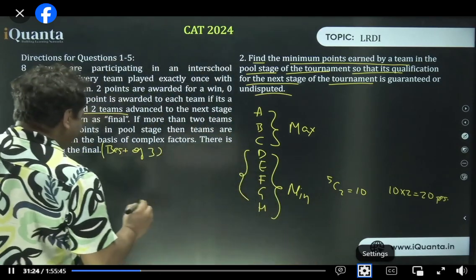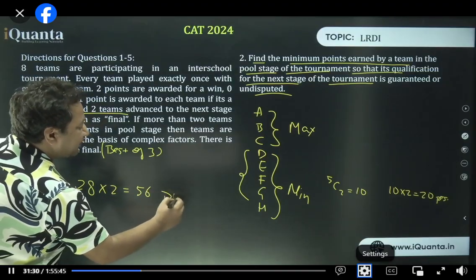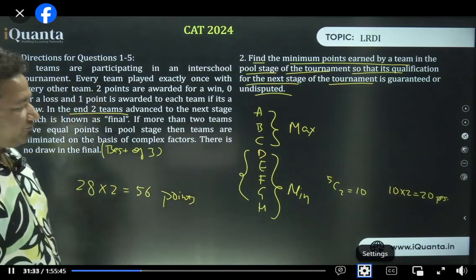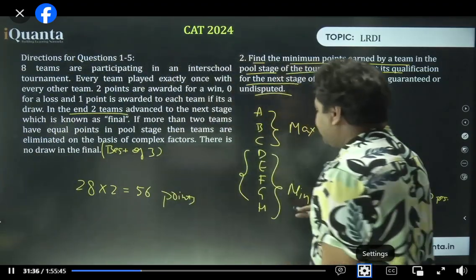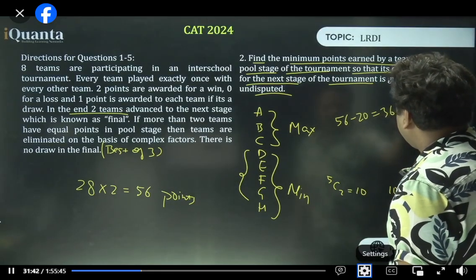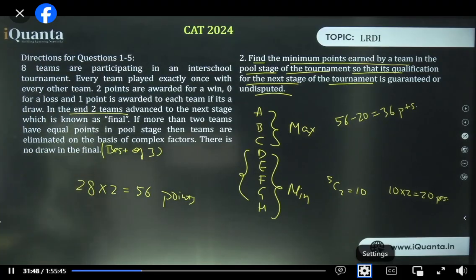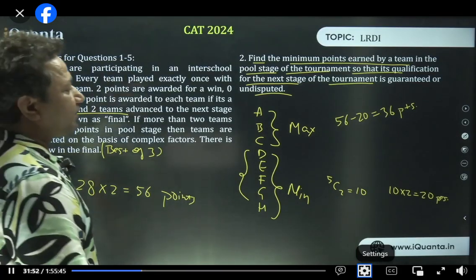Overall, how many matches are there? 28 matches. That means overall we have 56 points to be distributed. Yes or no? So if 20 points goes to these 5, these three will have 56 minus 20. That is 36 points in total. Yes or no? Is that right? 36 points in total.